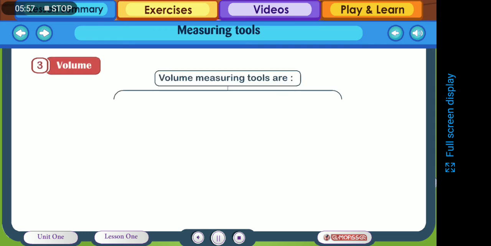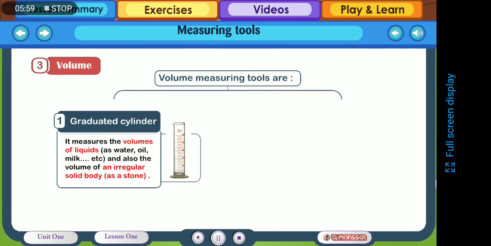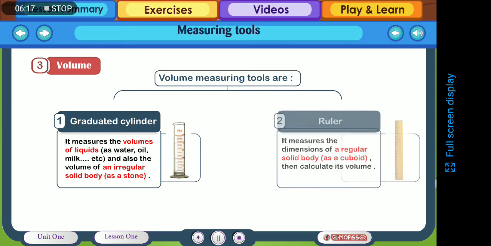Volume measuring tools. Number 1, graduated cylinder. It measures the volume of liquids, water, oil, milk, and also the volume of an irregular solid body such as a stone. Number 2, ruler. It measures the dimensions of a regular solid body, like a cuboid, then calculates the volume.